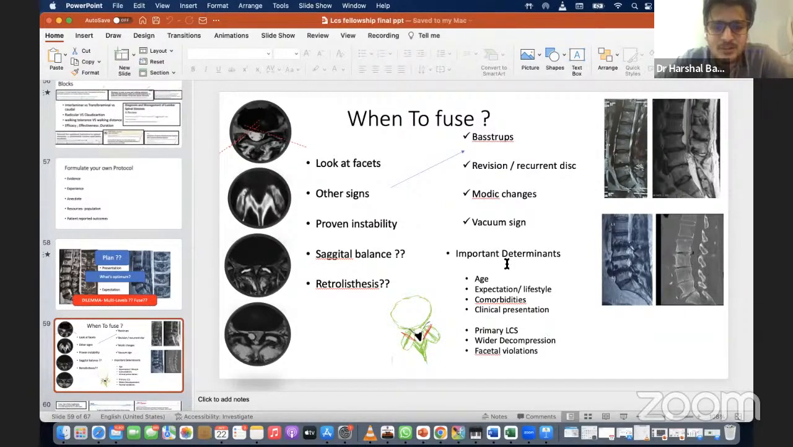The other subtle signs of instability are Baastrup's lesion, revision or recurrent disc. Sometimes I tend to fuse. Significant Modic changes and vacuum signs intradiscally.